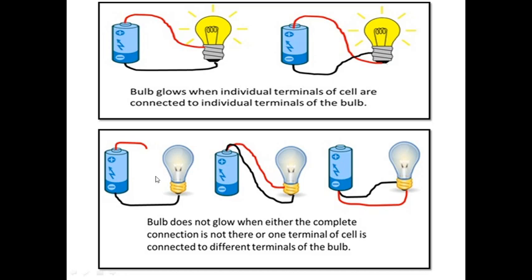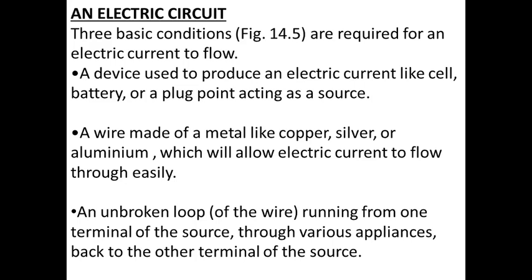Understood what I am saying? Here only one end is attached. Here at one end both the wires are attached. Here also at one end both the wires are attached. So in this case the bulb does not glow when either the complete connection is not there or one terminal of the cell is connected to different terminals of the bulb. So it is actually your electric circuit. The connection or the arrangement of wires, the cell and your bulb is actually known as an electric circuit.